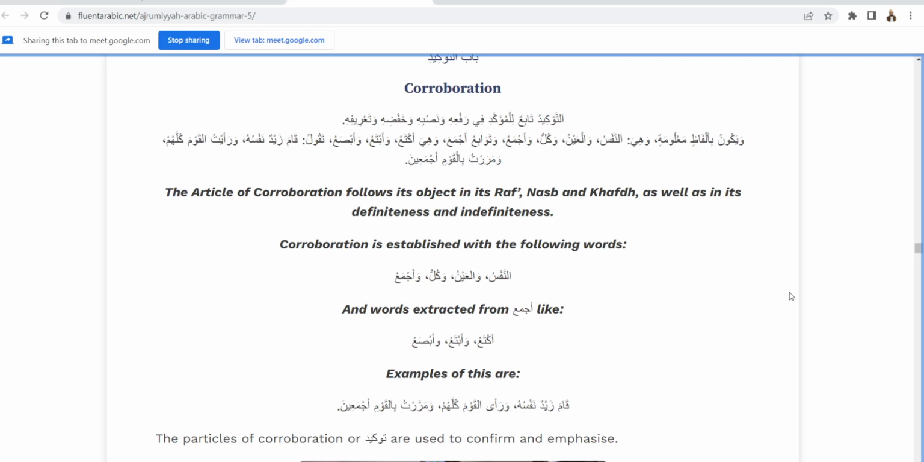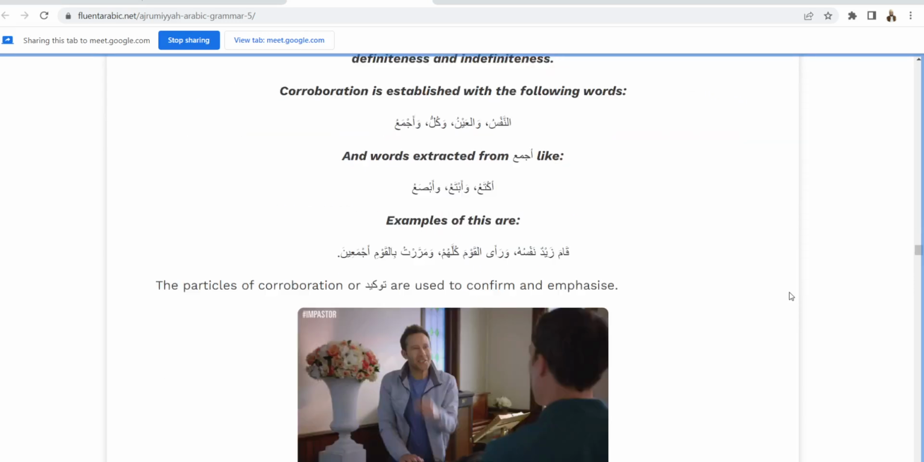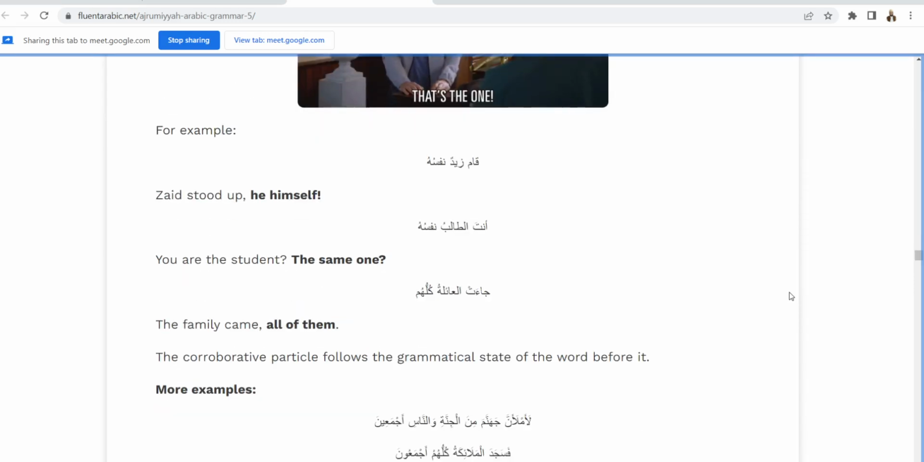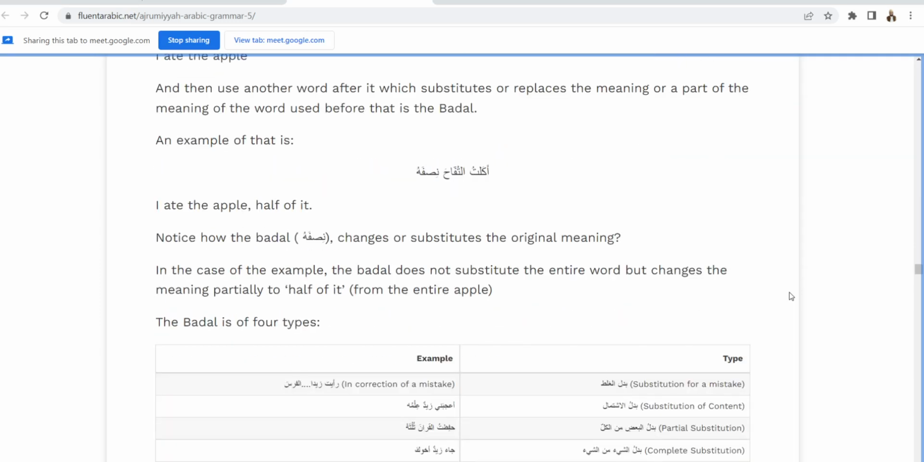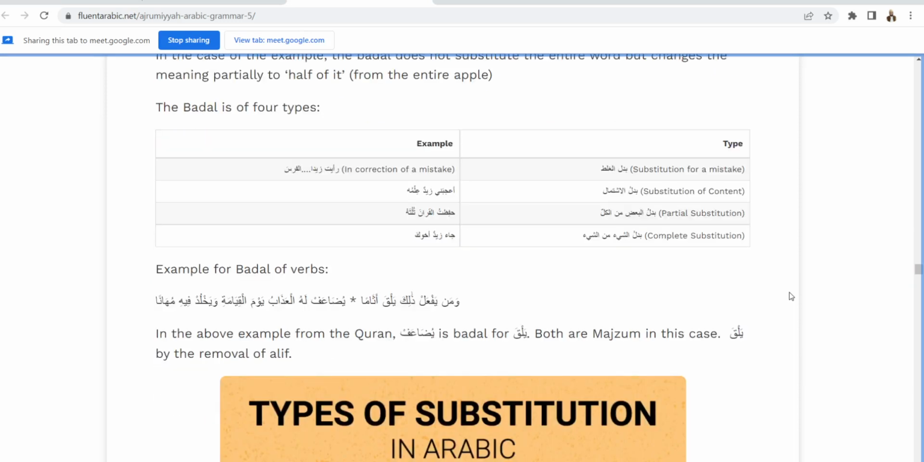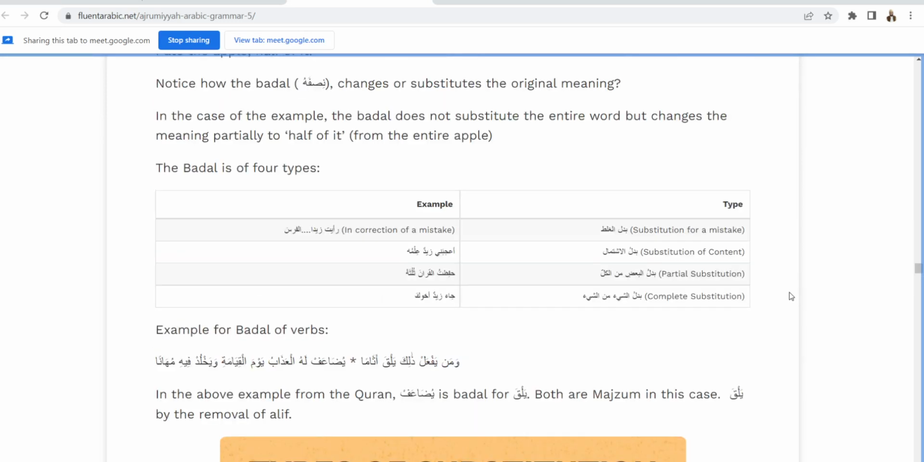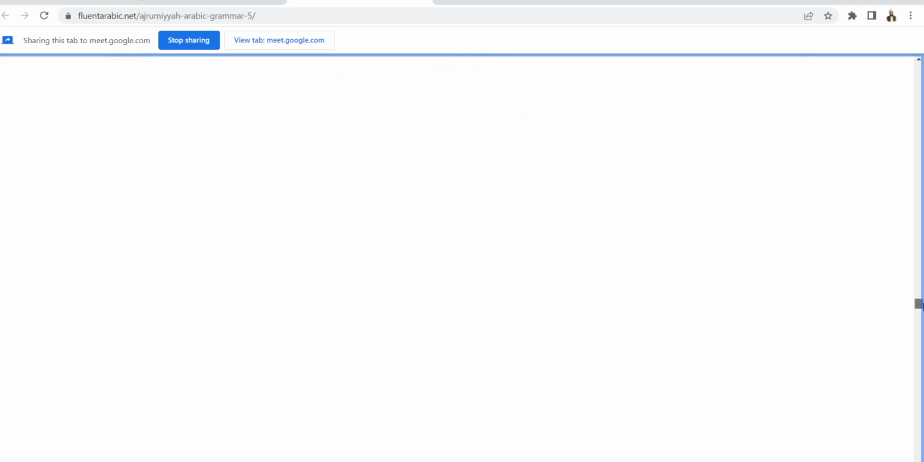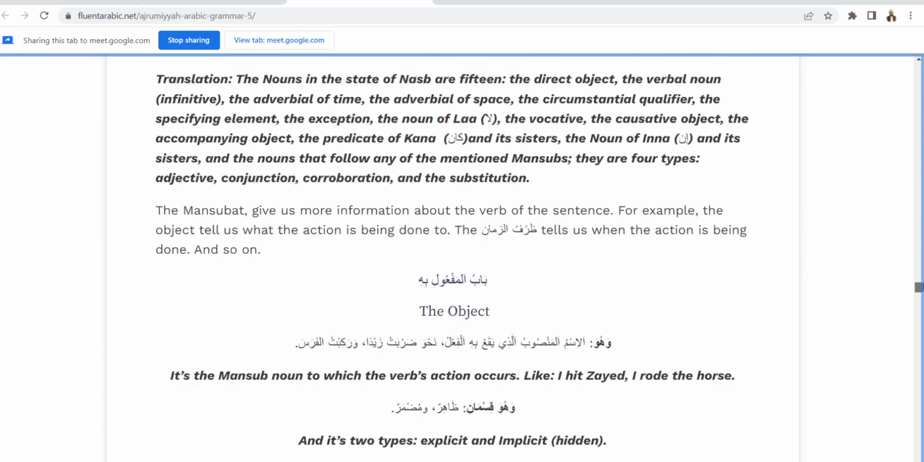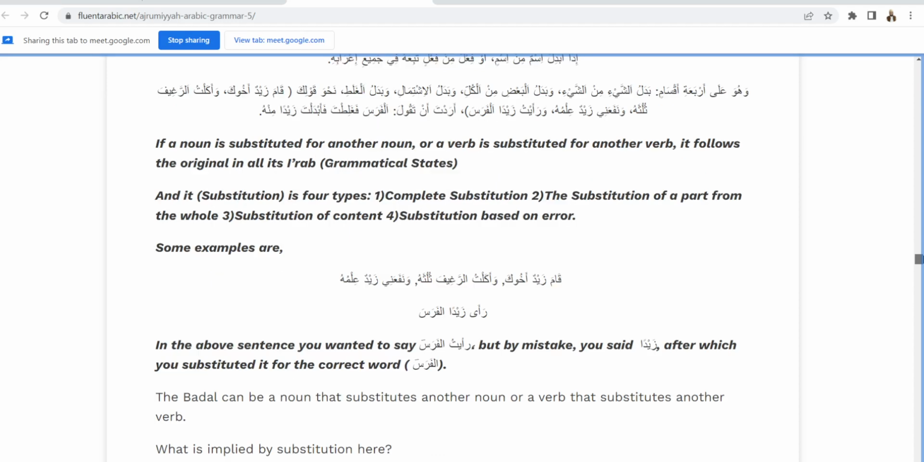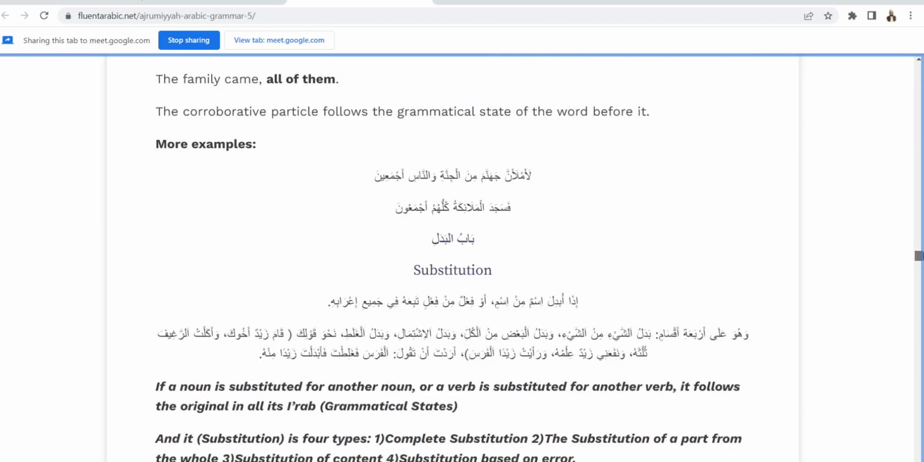The particles of corroboration or tawkid are used to confirm and emphasize. For example, قام زيد نفسه. Zayd stood up, he himself. أنت الطالب نفسه. You are the student, the same one. جاءت العائلة كلهم. The family came, all of them.